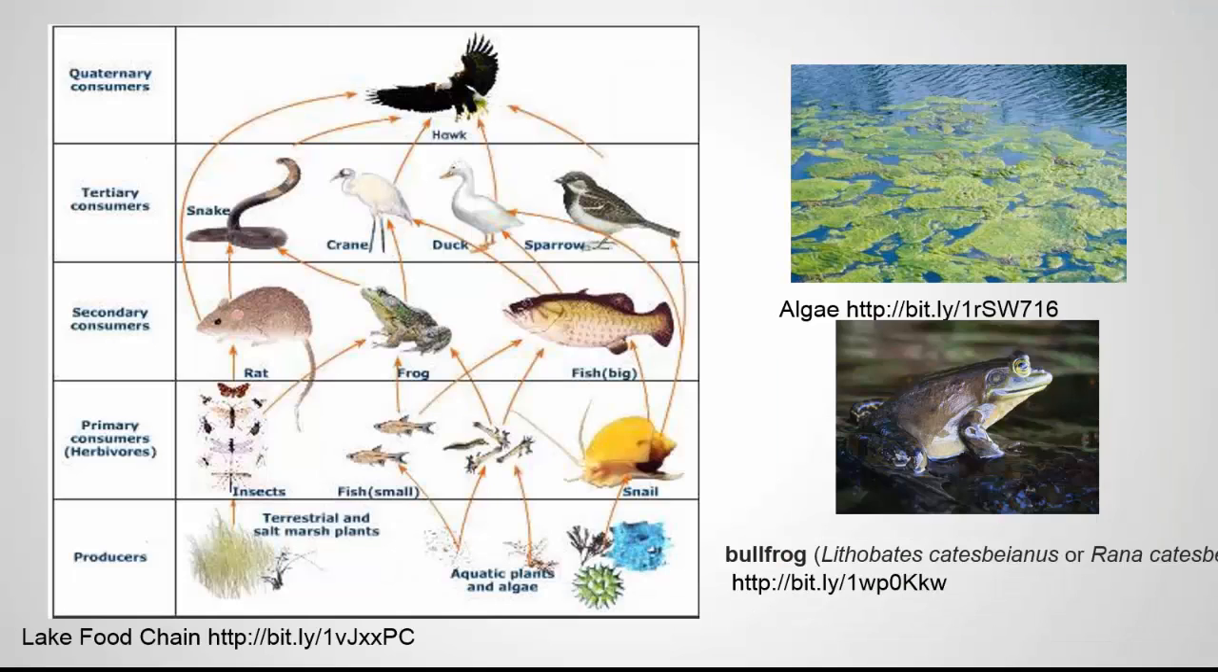A lake's food chain begins with plants, generally algae, and ends with birds. Algae is eaten by tadpoles before they grow into bullfrogs.